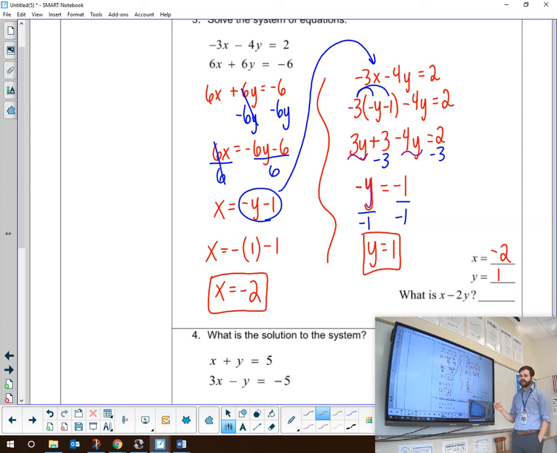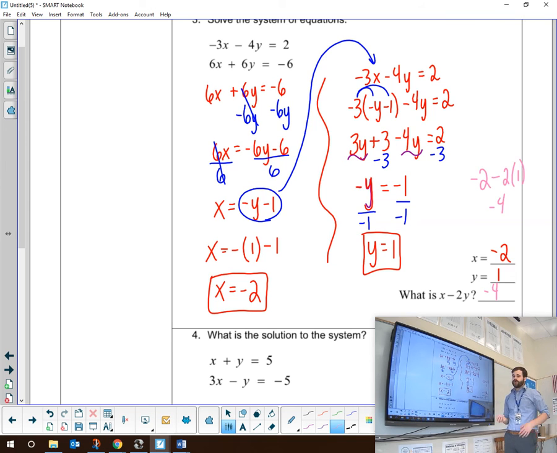What is x minus 2y? I'm going to switch colors here, and I'm going to go over here to the side, and we're going to work that out. If I have 1x, that'd be negative 2, minus 2 times y. Well, y is 1, so 2 times 1. Negative 2 times 1 is negative 2. Negative 2 minus 2 is a negative 4. So what is x minus 2y? It's going to be negative 4.